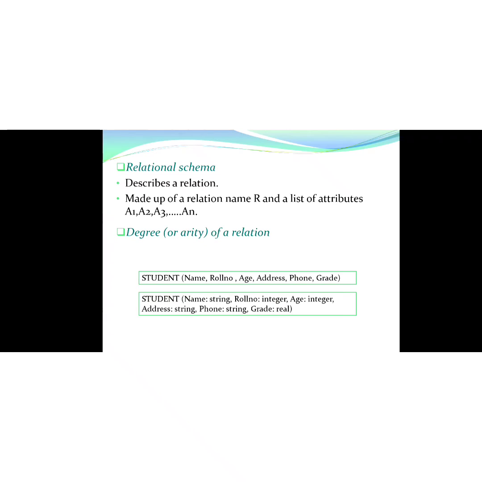Next we'll see what is degree or arity of a relation. It is defined as a number of attributes in a relation schema. We just learned what a relation schema is. So in this example, the relation schema that we just saw, the number of attributes are 6. Therefore, the degree of a relation student is 6.